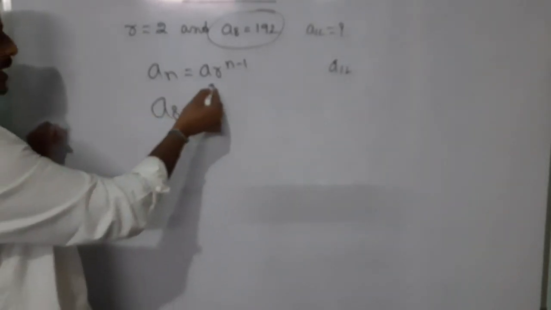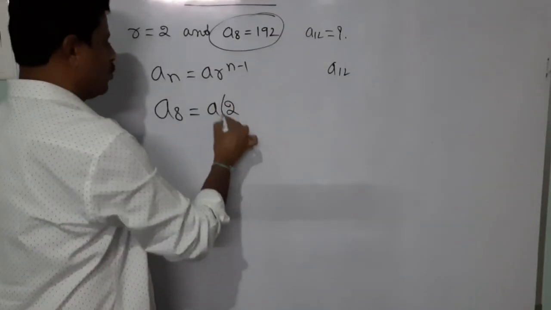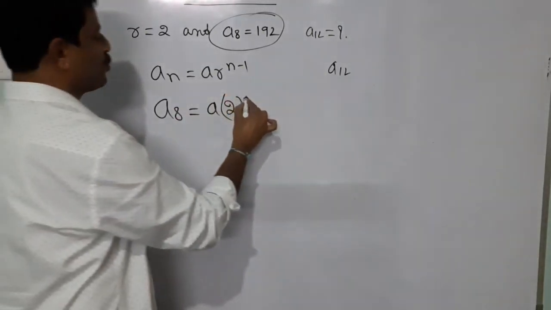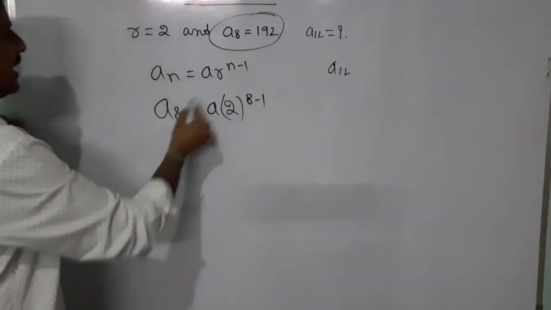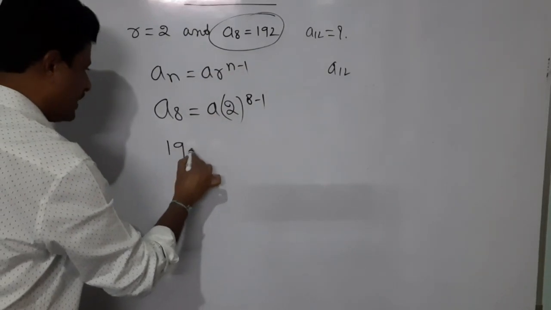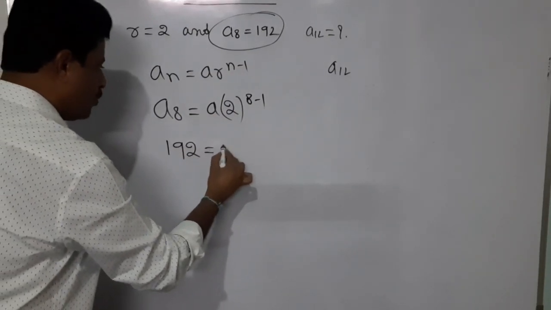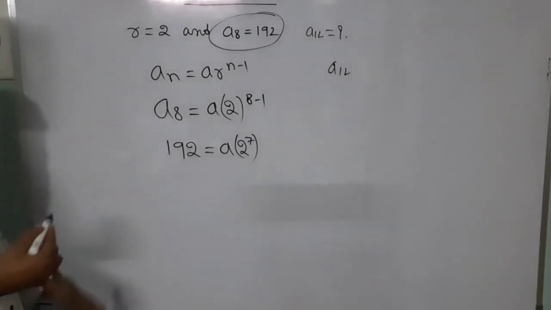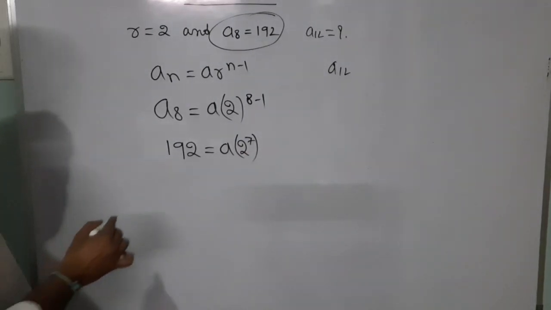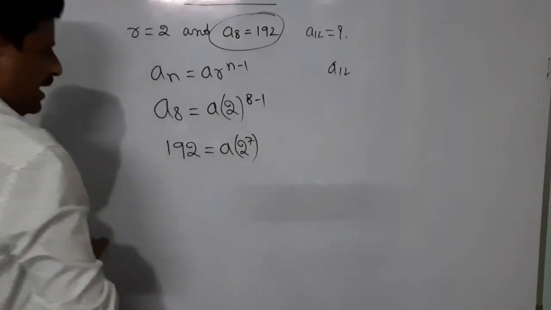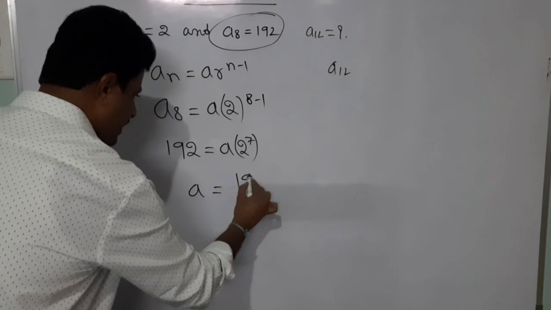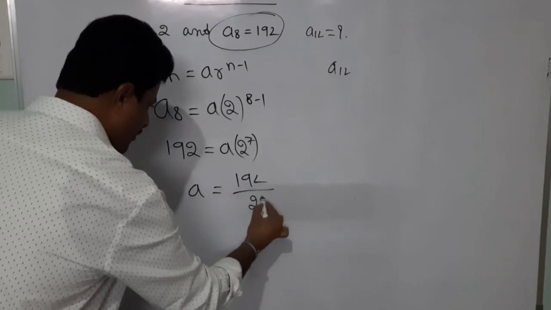Look, we do this. R to the power of n minus 1, where n is equal to 8. Substitute 8 here: 8 minus 1. A8 is equal to 192, which is equal to A into 2 to the power of 7. Now write 2 to the power of 7. So 192. Now we need the value of A. A is equal to 192 divided by 2 to the power of 7.